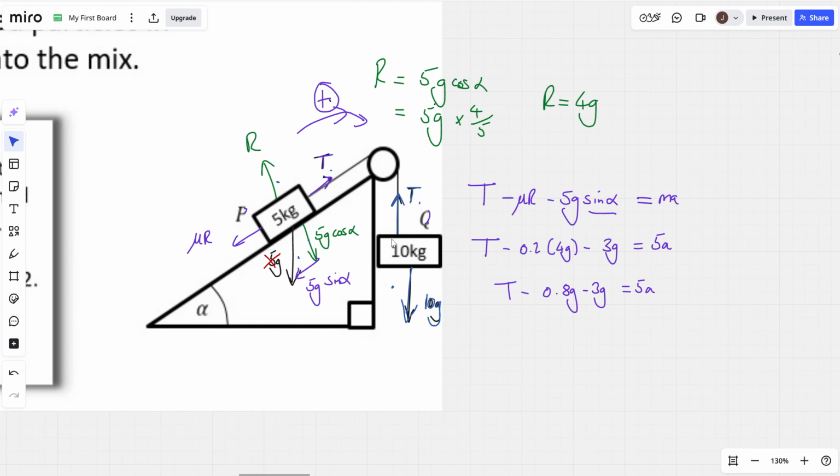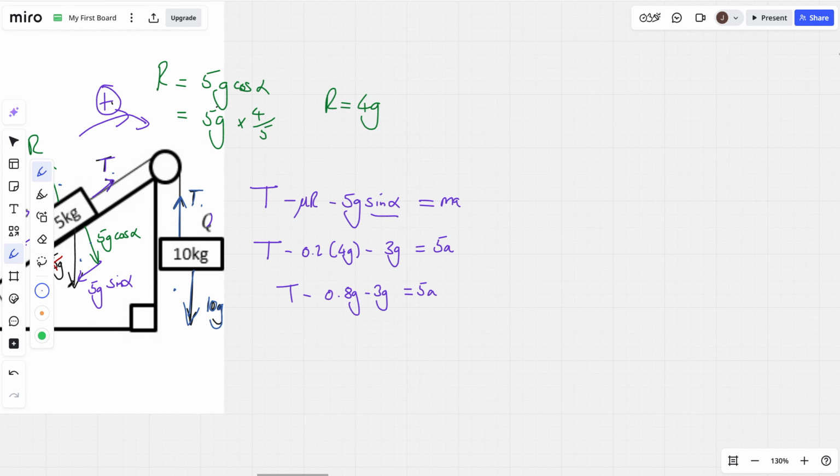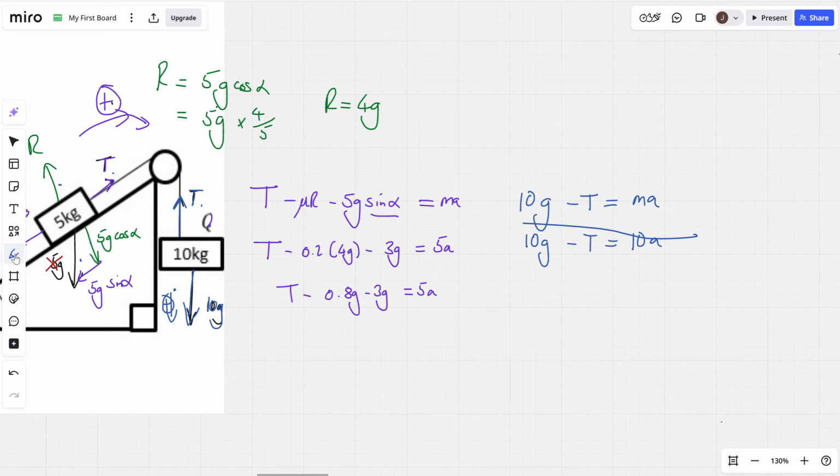Well, the next thing I want to do is deal with this blue one that I've got here. So for the blue one, I'm going to say that down is the positive direction. So I'm going to say that this is another F equals ma. Okay, so 10g minus T is equal to ma. And what's the m in this case? It is 10a. So you end up with, let's do that slightly neater, shall we?